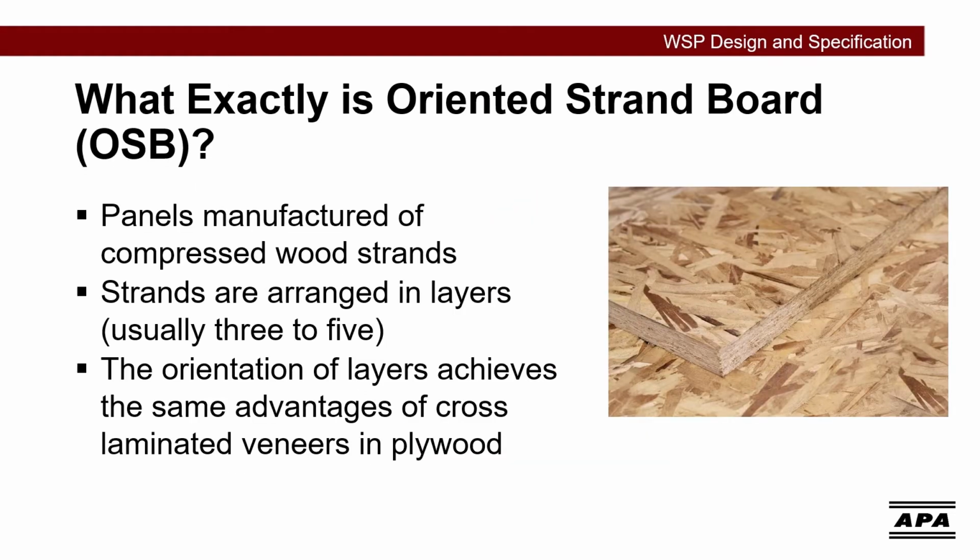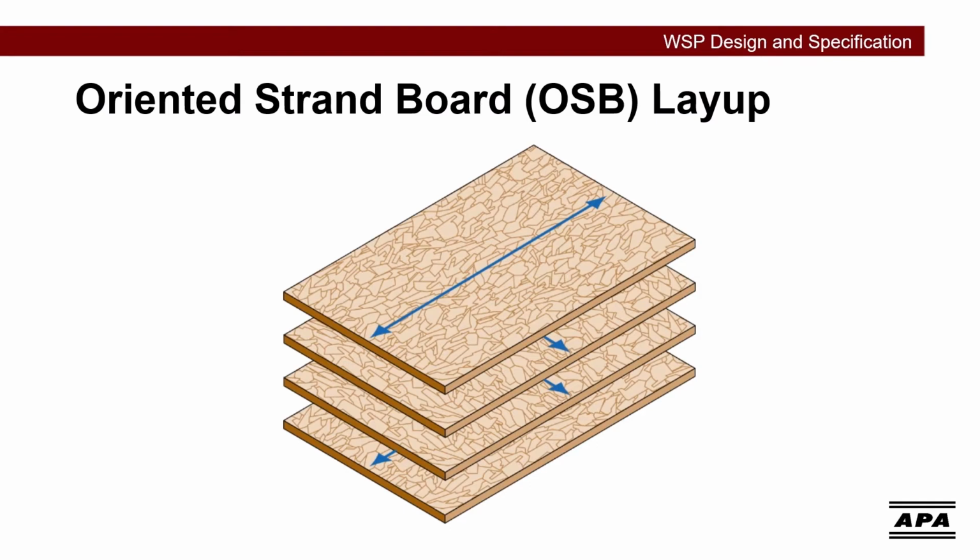OSB is built with many of the same principles as plywood. However, rather than composed of veneers, OSB is manufactured of compressed wood strands, which provides an opportunity to make more efficient use of the wood resource. Just like in plywood though, OSB panels have cross-oriented layers, typically 3 to 5. This is accomplished by orienting the strands in the same direction within a layer and provides the same dimensional and structural benefits. If you were to imagine separating out each layer of an OSB panel, it might look something like this. Once again, the arrows mark the grain direction or strong direction of each layer.